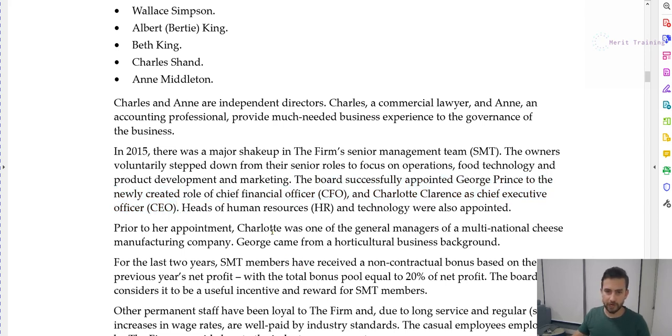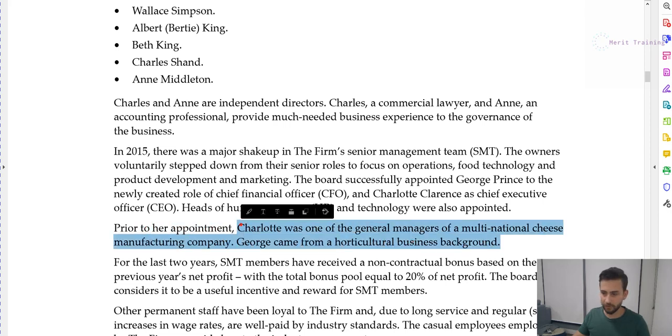Prior to her appointment, Charlotte was one of the general managers of a multinational cheese manufacturing company. George came from a horticultural business background. Okay, I'll copy that.